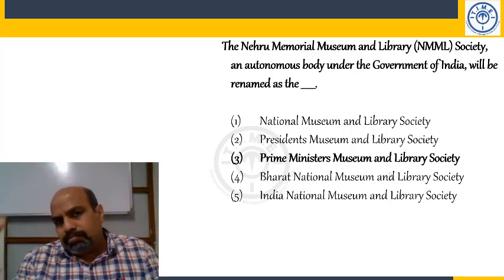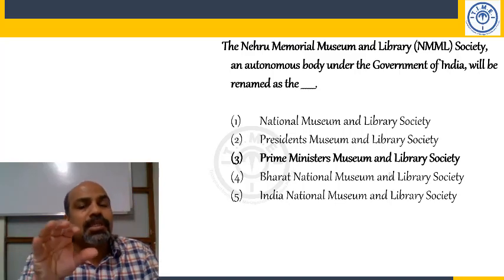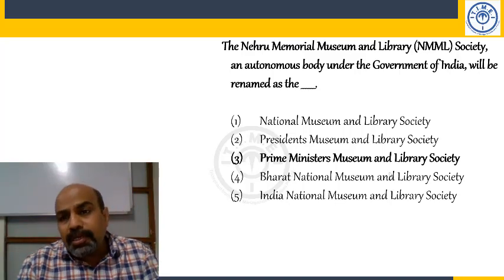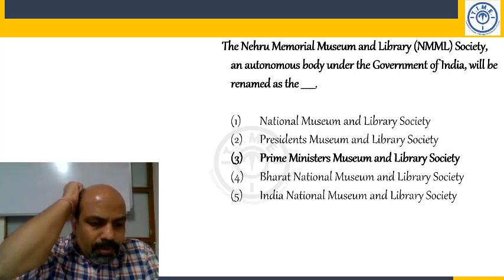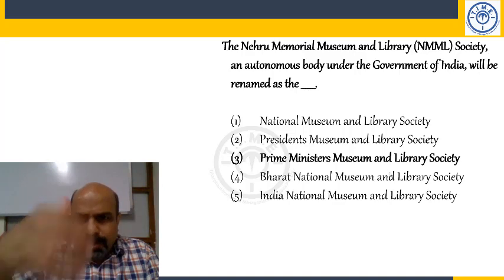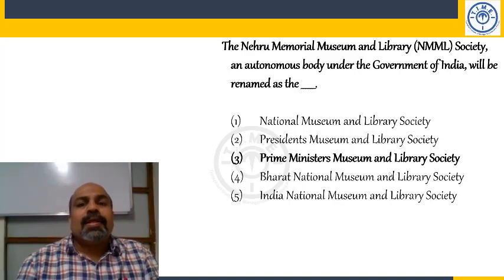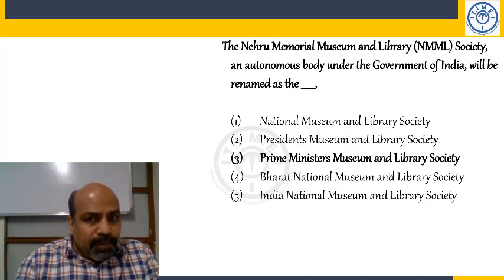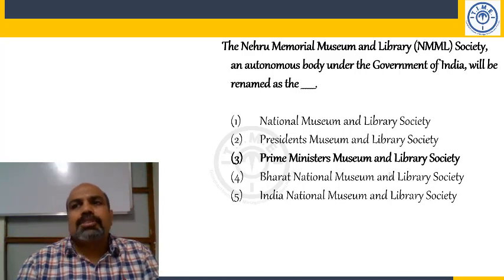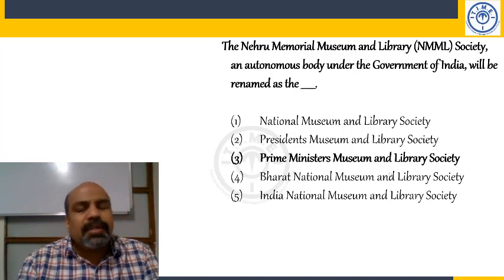This memorial museum is in Teen Murthy Bhavan. Where is it? Teen Murthy Bhavan actually has a three-faced statue, anyway, some other time in the story. Teen Murthy Bhavan was also the official residence of Jawaharlal Nehru.